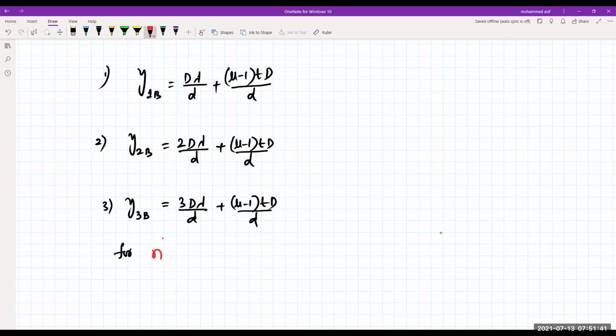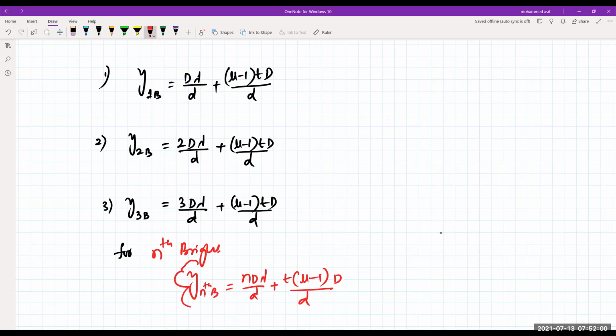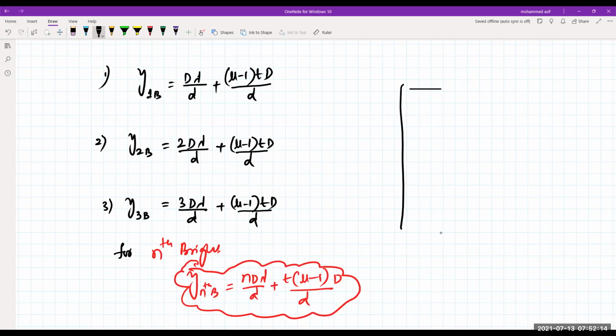for your nth bright, y of nth bright will be equal to n into D into lambda divided by small d plus thickness t into mu minus 1 into capital D divided by small d. So this will be the general formula for the nth bright point. Clear? I'll explain the diagram also. See once. If this is your central maxima, sorry. Okay.